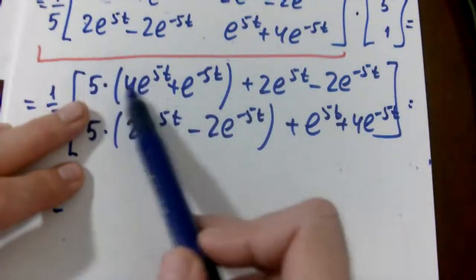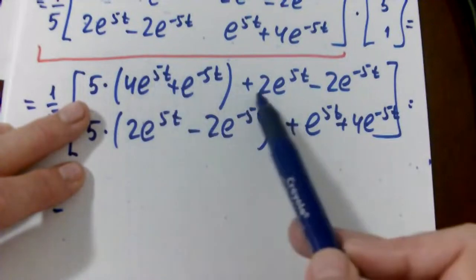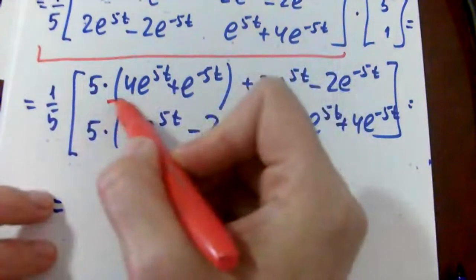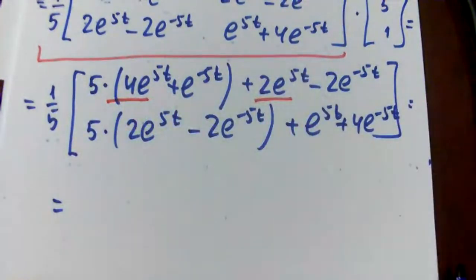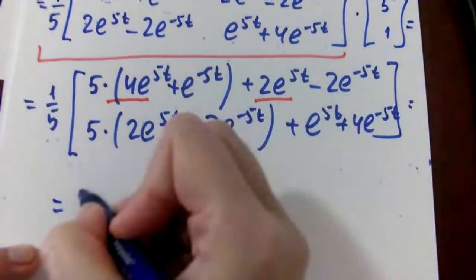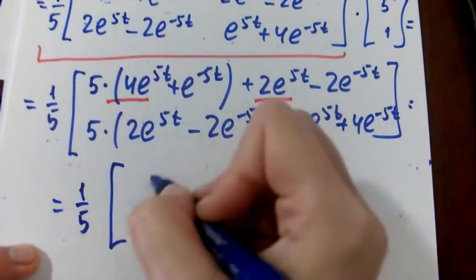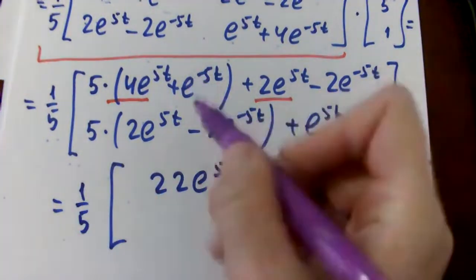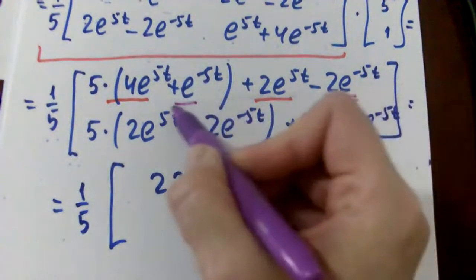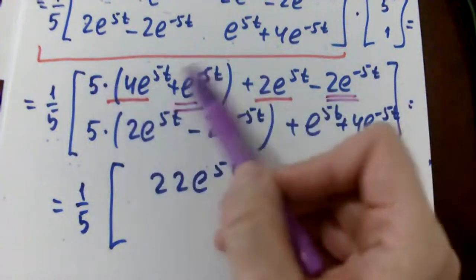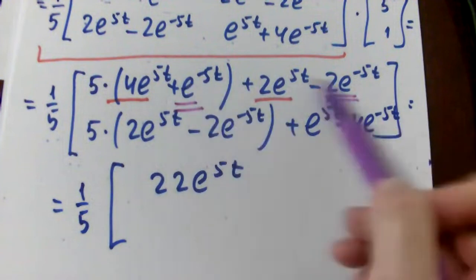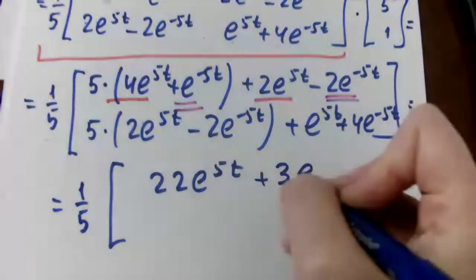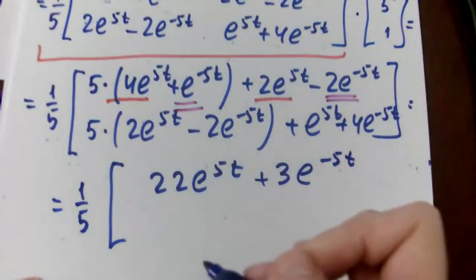So it will be 20 times e to the power of t. And here you have 2. Maybe it's better to highlight these like terms. This and these are like terms. It will give us 22 e to the power of 5t. And similarly, these and these are other like terms, but this one has coefficient 5 in front. 5 minus 2 will be 3. So it will be plus 3 e to the power of minus 5t.